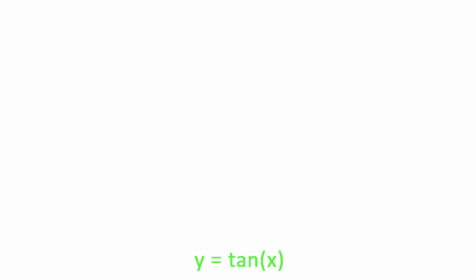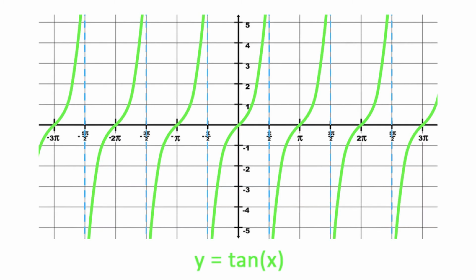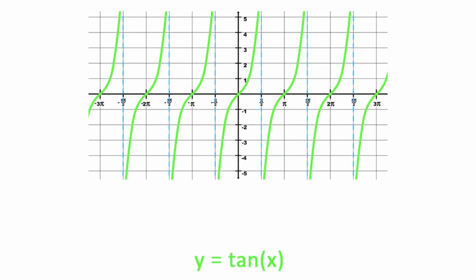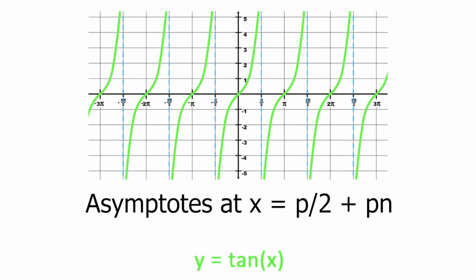Now, let's move on to tangent functions. The parent function for tangent is y equals tan x, and it looks like this. As you can see, it's periodic just like sine and cosine, but the period of a tangent function will be pi. Unlike sine and cosine, a tangent function will have asymptotes, which I've got here in blue. A tangent function's asymptotes will be at x equals p divided by 2 plus pn, where p is the period and n is an integer.